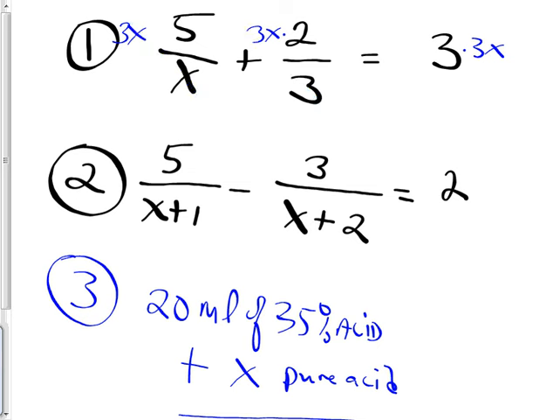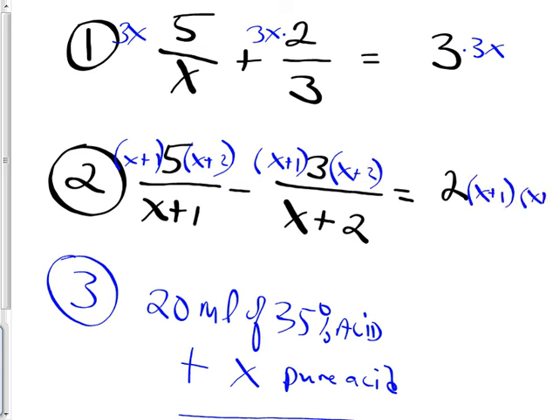Number 2. You're going to multiply by x minus 1, and you're going to multiply by x plus 2 on all the parts. x plus 1 and x plus 2, and x plus 1 and x plus 2.